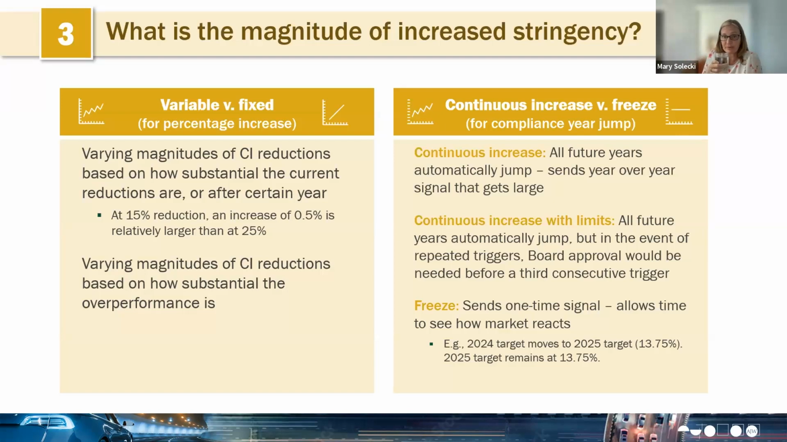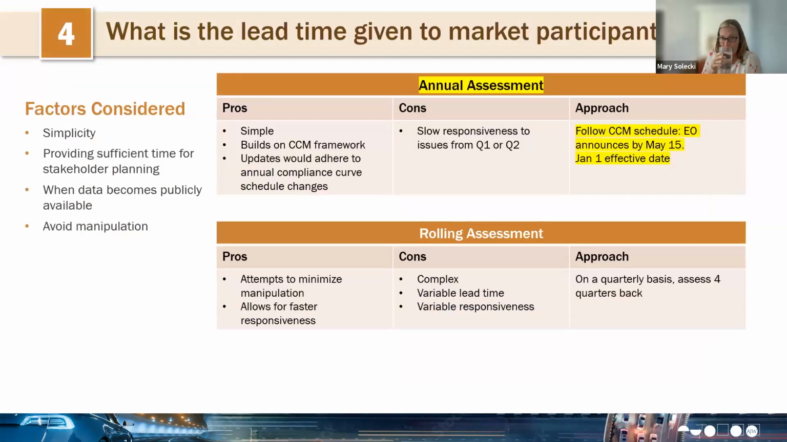So moving on to the fourth design question. Next slide, please. Fourth design question is the lead time given to market participants. Obviously, market participants need sufficient planning time before a compliance schedule is altered.